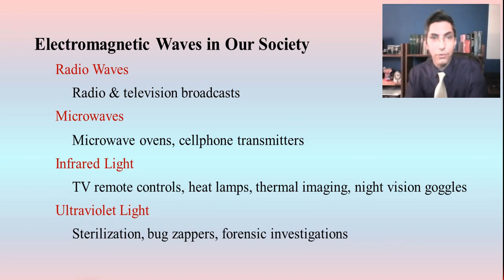Forensic investigations. If you want to find out if there is perhaps residual blood or some other bodily fluid on a surface, we can take an ultraviolet light, sometimes called a black light, and shine it on a surface, and we can actually see the residue from that using the UV light. And of course, we have X-rays as well. We use those for medical imaging to look at a broken bone and things like that.